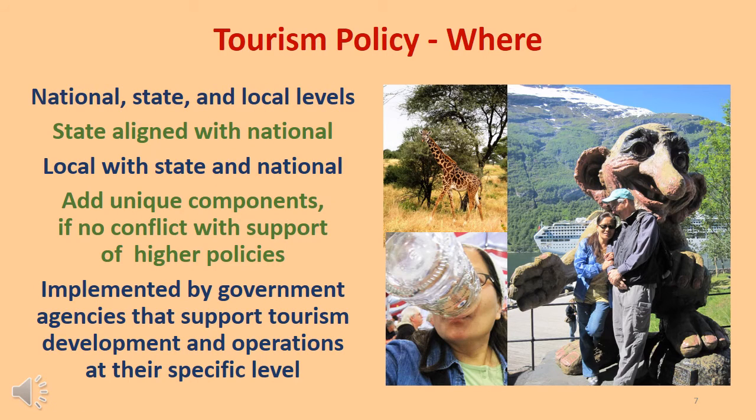Tourism policy formulation takes place at the national, state, and local levels. At the state level, it is aligned with the national level. And at the local level, it is aligned with both the state and national levels. Lower levels add their own unique policy components as long as they do not conflict with their ability to support the goals of higher level policies. Tourism policy is implemented by government agencies in charge of various services and programs that intersect with tourism development and operations at their specific level of governance.